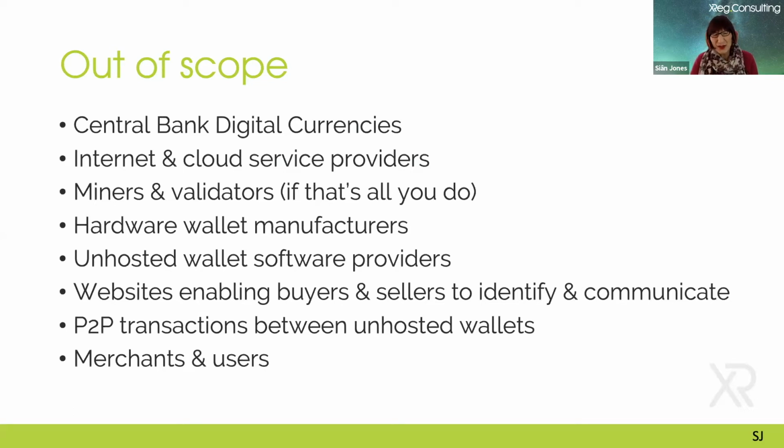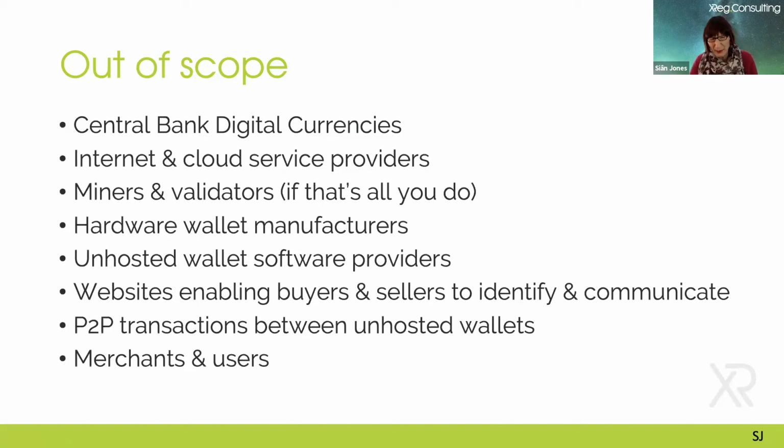If you're an internet or cloud service provider just providing those kinds of technical capabilities, then you're out of scope. If you're a miner or a validator, and that is all you do. So if you've deployed some code and you say, well, now I'm going to make some money from this by being a validator on the network that I've created, you're a VASP. If you are a miner or validator, and that is literally the sole function you perform, then you're out of scope. And the same sort of thing applies if you are a hardware wallet manufacturer or an unhosted wallet software provider, and those are the only things you do, then you're out of scope.